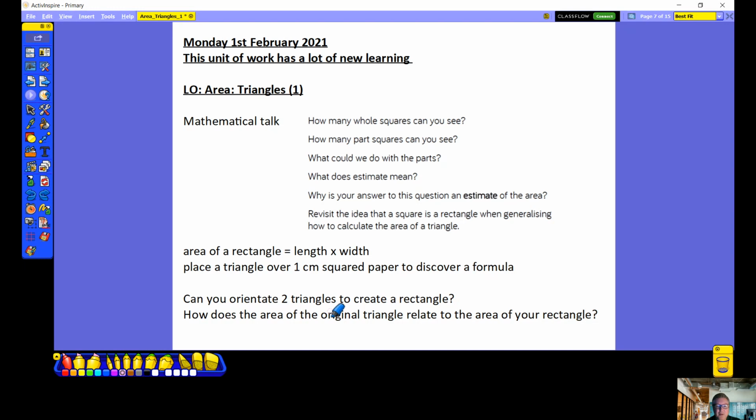Can you orientate 2 triangles to create a rectangle? Or, alternatively, draw a rectangle, which could include a square, and then draw a diagonal line from one vertex to another vertex. It has to be a non-adjacent vertex. It won't be that one or that one. How does the area of the original triangle relate to the area of your rectangle? Have a think about that. Jot down your thinking. If you're in a study group, share that.